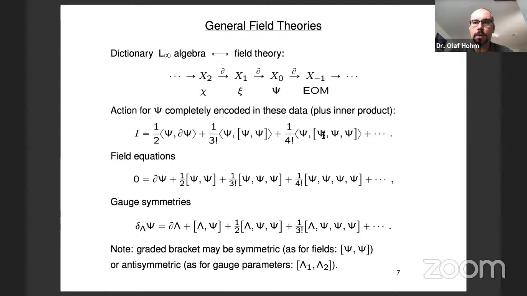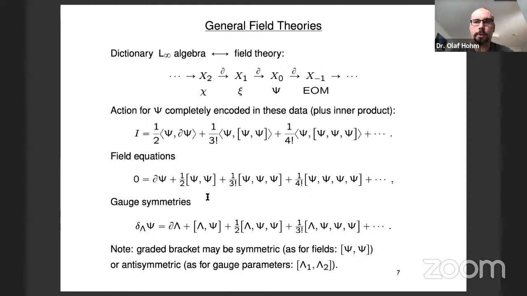So the field equations take this Maurer-Cartan form exactly as for Chern-Simons, except that you now have potentially higher brackets. If you have a case where you have only cubic interactions, then it stops here, and it's a special case that's also known as a differential graded Lie algebra. Lie algebra because you only have a two bracket, but differential because you also have the differential acting on this in a consistent way.